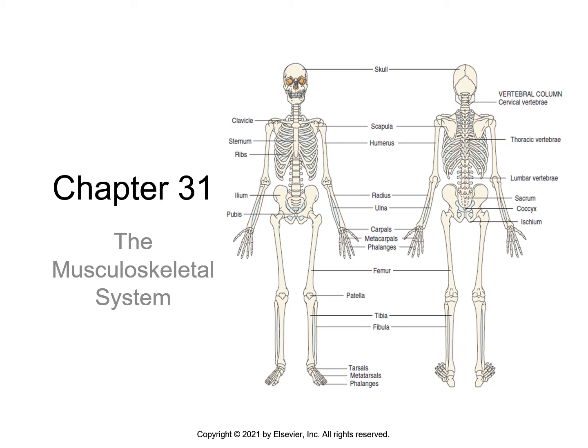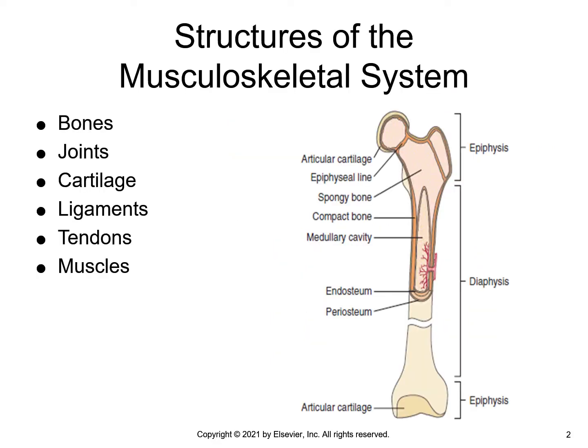Chapter 31, the musculoskeletal system. There are three types of bone cells. Osteoblasts are responsible for bone growth by making new bone cells and secreting collagen. Osteocytes regulate mineral uptake and release. Osteoclasts dissolve minerals for release into the bloodstream.